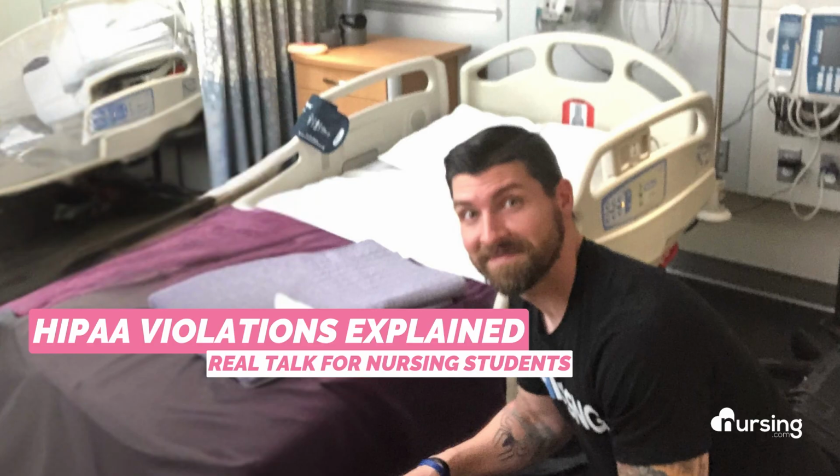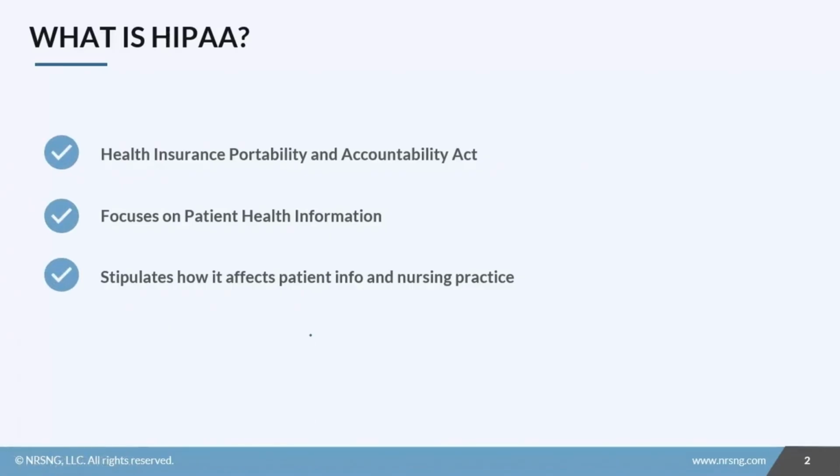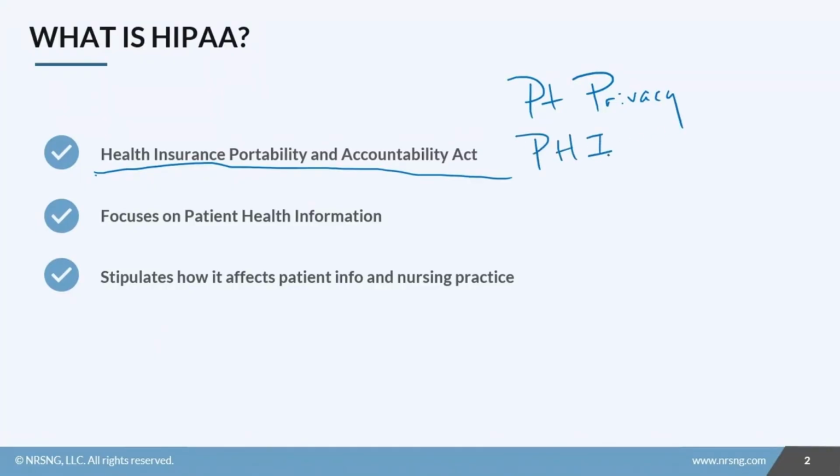In this lesson, we're going to take a look at HIPAA, the Health Insurance Portability and Accountability Act, and see how it affects our practice. So we hear about HIPAA all the time. Well, what exactly is HIPAA? HIPAA is the Health Insurance Portability and Accountability Act. It's a federal law, and it focuses on patient privacy. More importantly, it focuses on something called PHI, which is Protected Health Information. It outlines who, what, where, when, why, and how we can use the information.